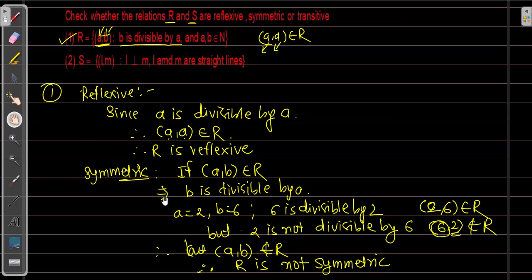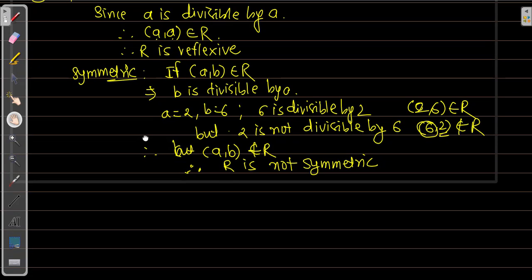Next, we will check whether our relation is transitive or not. For transitivity, what will we take?